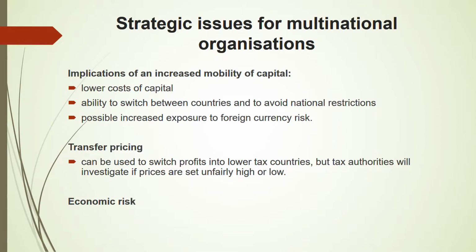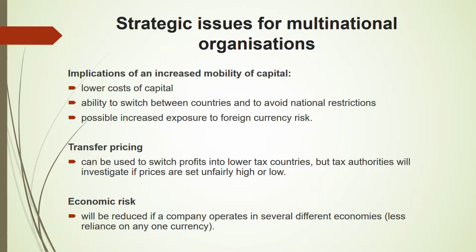Next, we have economic risk. What is economic risk? Economic risk will be reduced if a company operates in several different economies because you are less reliant on one currency. Let's say your currency value goes up or down, it changes, right? If it goes in your favor, it's good. But if it goes against you, at least you're not dependent on that unfavorable situation. You can minimize that risk by relying on other currencies. So economic risk is reduced.